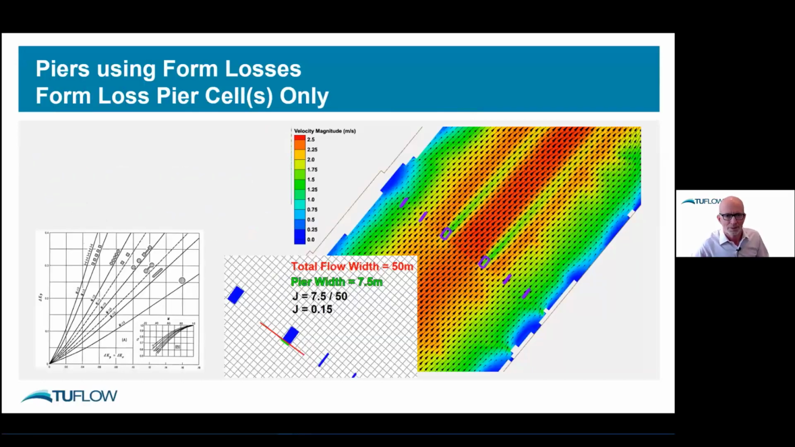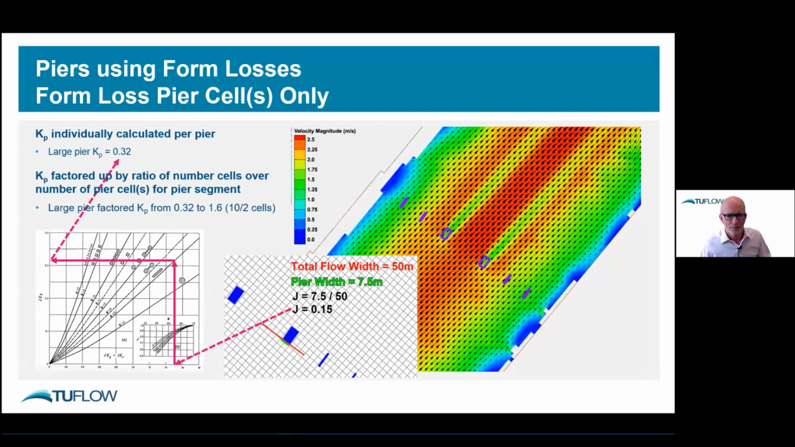The other approach is to actually apply form losses just to the pier cells. And what we've found is if you take this approach, it works quite well. So down here, we'll just focus on this pier here. We're going to say that the red line is basically the contribution it makes to the waterway. So we can individually calculate a J value for just that red section based on that pier. That comes in here. We end up with a KP of around about 0.32.